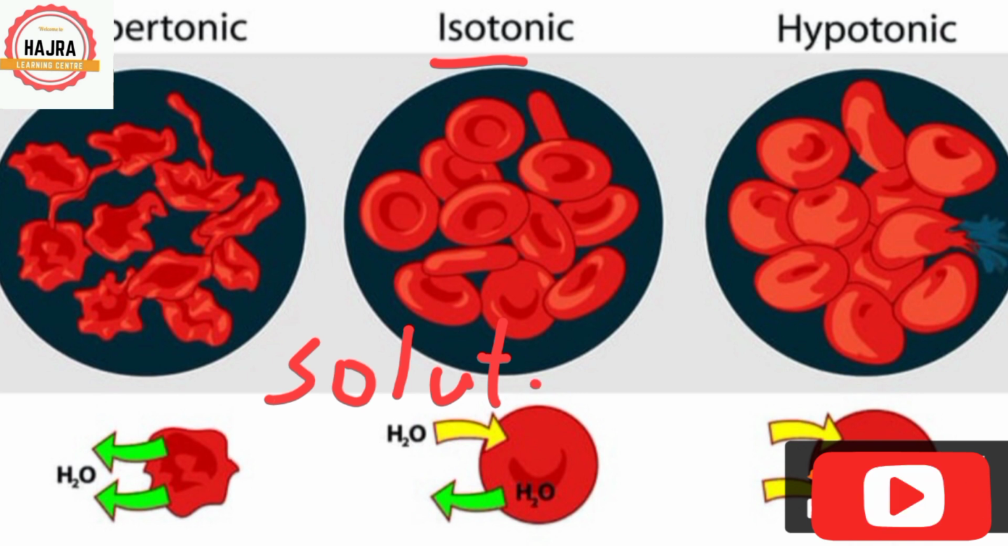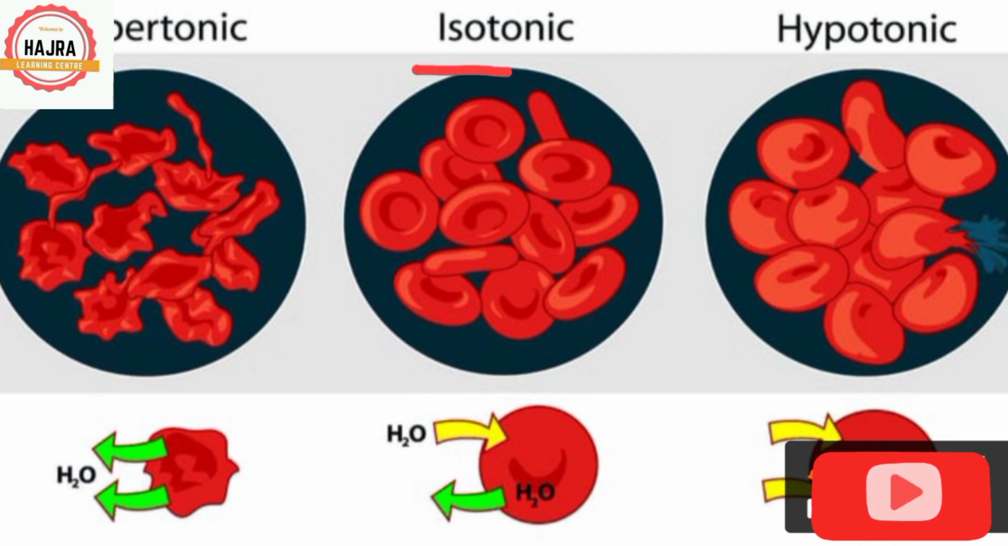Solute means the solid particles or the molecules which are present inside the cells. What is meant by isotonic? Iso means same. Tonic here refers to the same amount of solute and solvent. Solute means the solid particles or the solid molecules which are present inside the cells, and their ratio is the same as the amount of solutes and solvent present outside the cells.